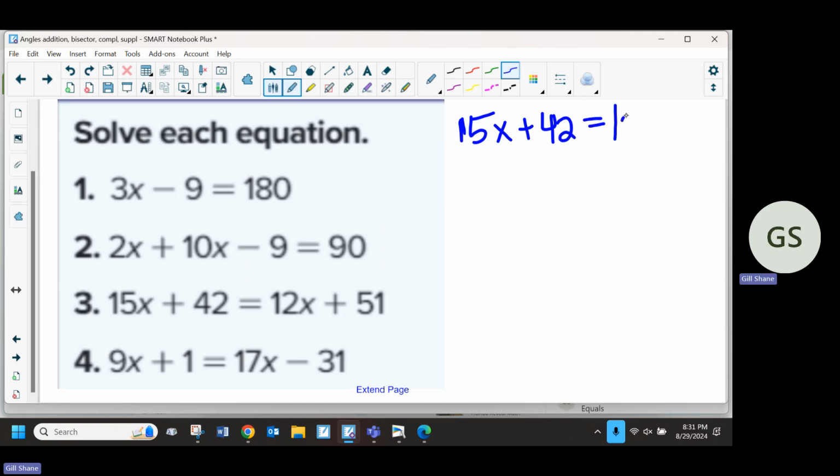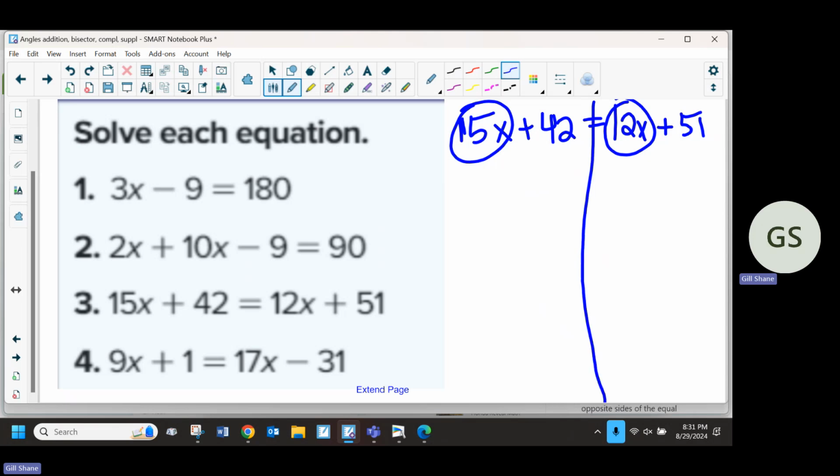Equals 12x plus 51. So now a little bit different. Now I have x terms that are on opposite sides of the equal sign. Again, the goal is still the same. I want to get x all by itself and get all the numbers to the other side.